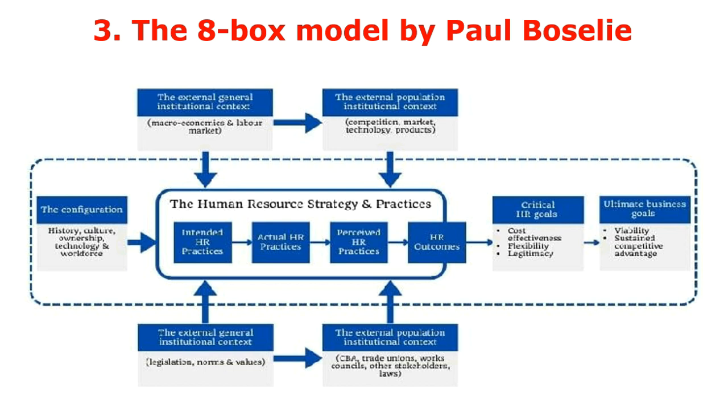the configuration box describes how the company's history, culture, technology, and workforce directly influence HR functions. Then comes the core box of this model, human resource strategy and practices, further divided into four small sequential boxes: intended HR practices, actual HR practices, perceived HR practices, and HR outcomes.